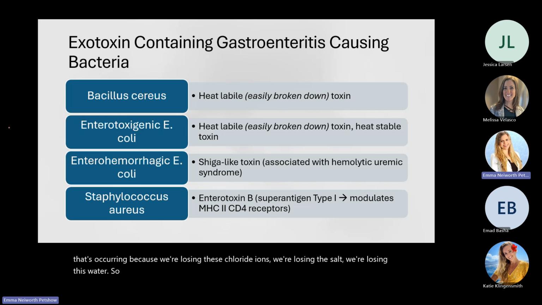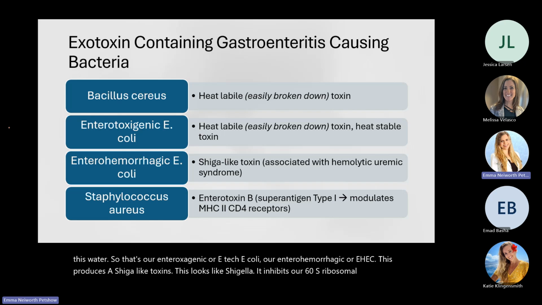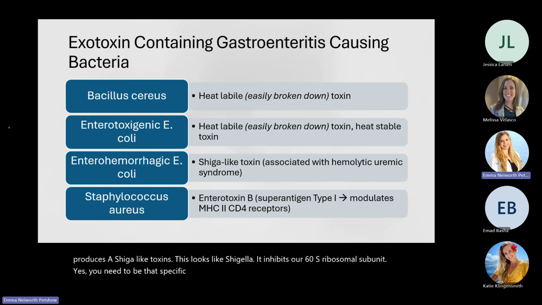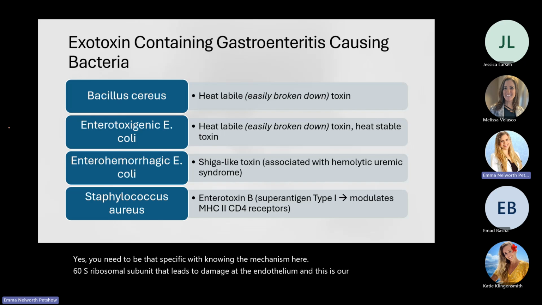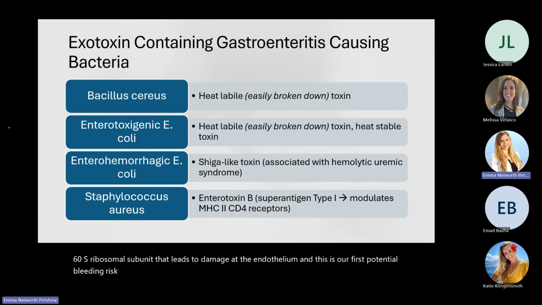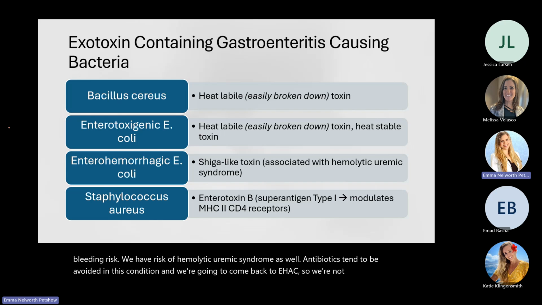So it's our enterotoxigenic, or ETEC, E. coli. Our enterohemorrhagic, or EHEC, produces a Shiga-like toxin. So this looks like Shigella. It inhibits our 60S ribosomal subunit. Yes, you need to be that specific with knowing the mechanism here. That leads to damage of the endothelium, and this is our first potential bleeding risk. We have risk of hemolytic uremic syndrome as well. Antibiotics tend to be avoided in this condition. We're going to come back to EHEC, so we're not leaving this fully. I just wanted to compare the 2.